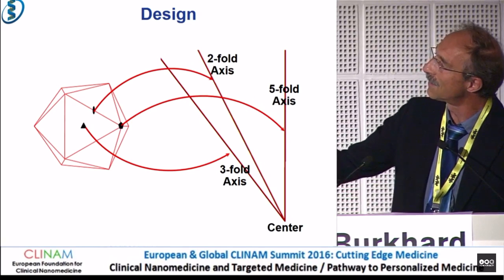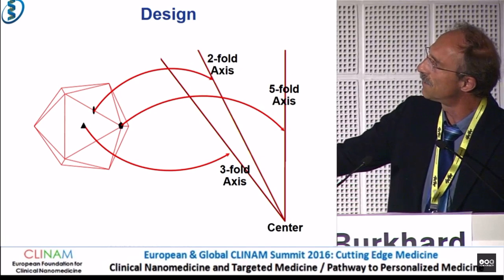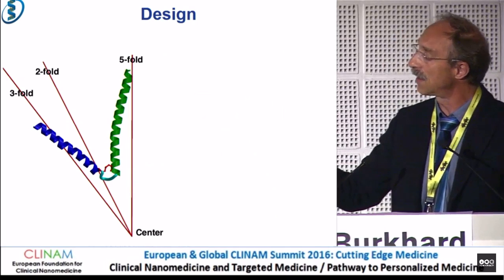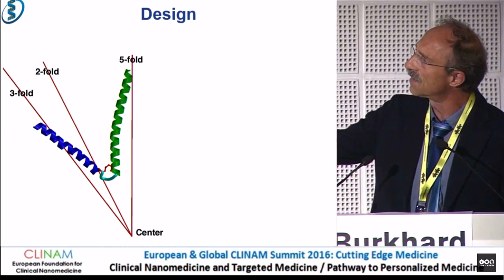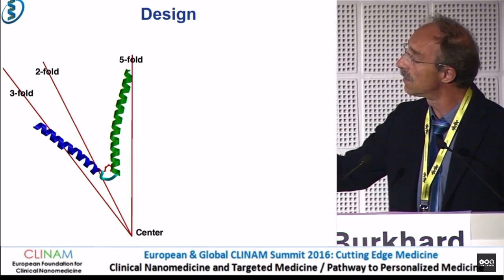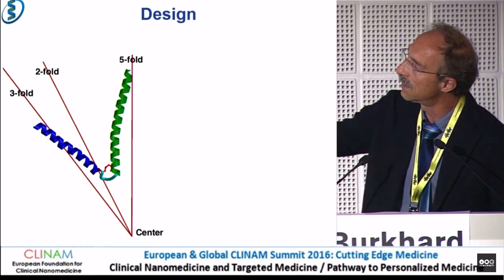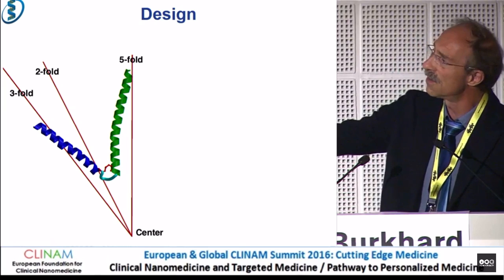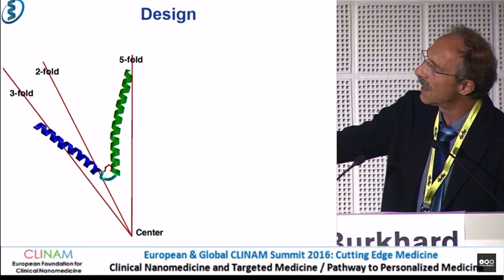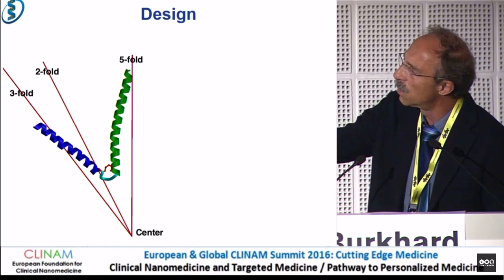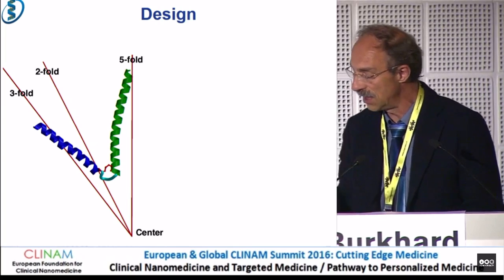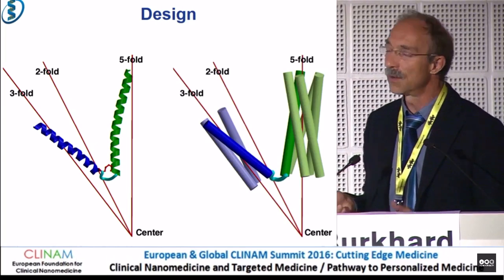So these are the axes of the icosahedron. You see the three-fold, the two-fold, and the five-fold symmetry axis. And then if you take coiled coil proteins, like this green helix here, this forms a pentameric coiled coil, and the blue helix here forms the trimeric coiled coil. You align it along the three-fold and the five-fold symmetry axis, and you combine them into one single molecule, so that's one single peptide chain, and then you will get something which looks like that.